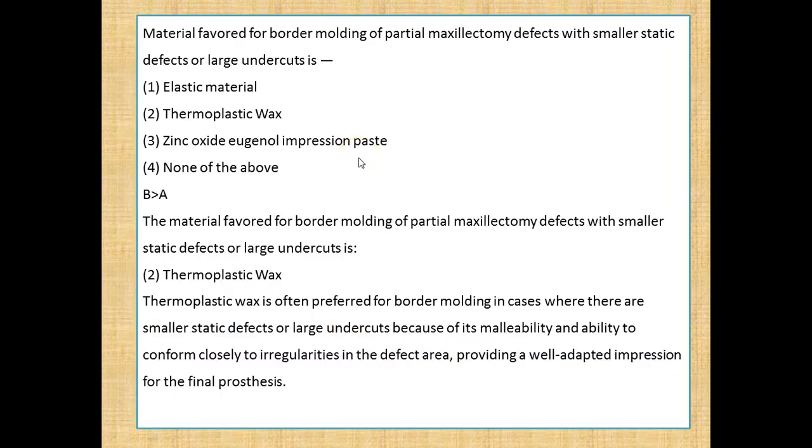Now, the material favored for bottle molding of partial maxillectomy defects with the smallest static defect or large undercut. The correct answer is thermoplastic wax, followed by elastic material. Why thermoplastic wax? Because of its malleability and ability to conform closely to irregularities in the defect area. It provides a well adapted impression for the final prosthesis. If option B is not there, then you have to go for option 1.